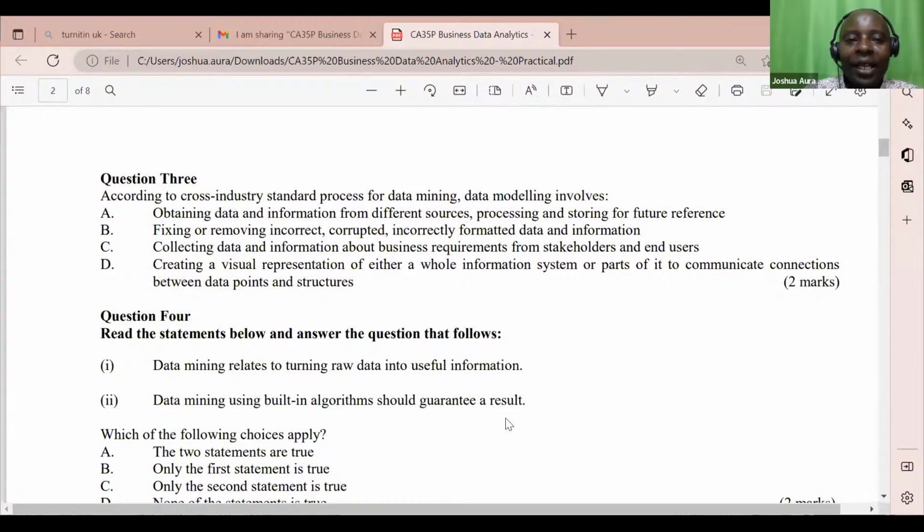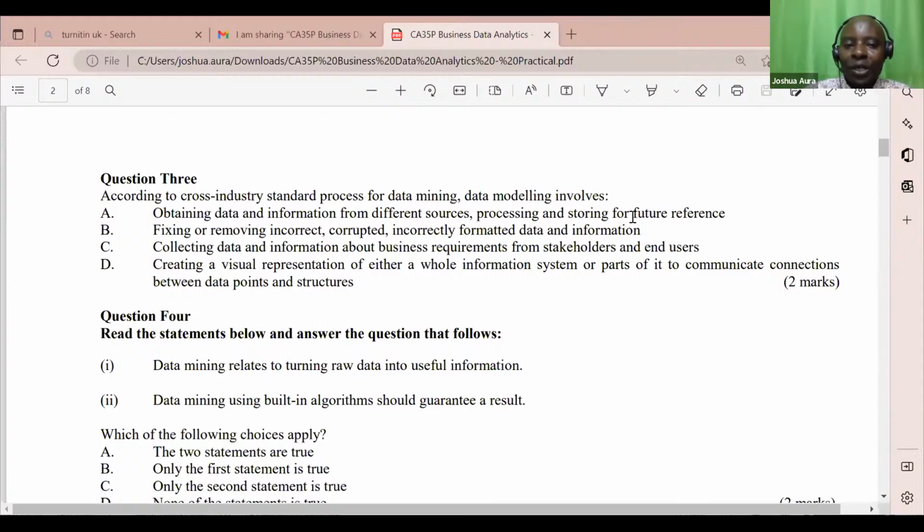A, obtaining data and information from different sources, processing and storing for future reference. Really, it can't be. When you're modeling, a good thing you're supposed to be thinking about is regression analysis. If you remember from your management accounting, you could draw a scatter diagram and see the patterns there. And then you come up with a regression line using the line of best fit, trying to establish relationships for purposes of what here? Prediction. So the correct answer, ladies and gentlemen, here is D.